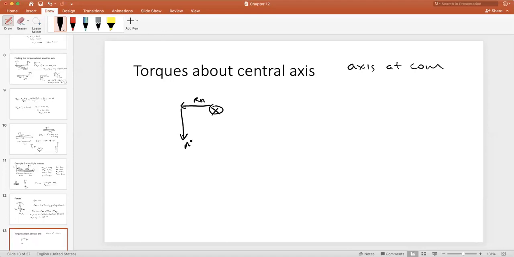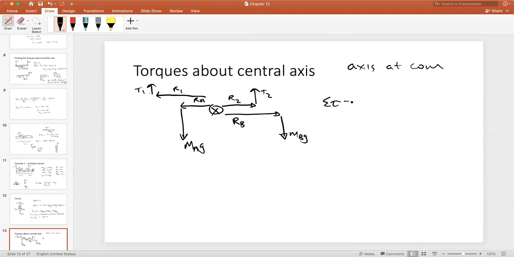MA times G. We also have R1 to T1. We have R2 to T2. And we have R of B to MBG. There is a force here of M of the bar times G, but because it's sitting on the axis of rotation, the radial vector would be 0, and therefore there would be no torque. So the sum of our torques is equal to 0.